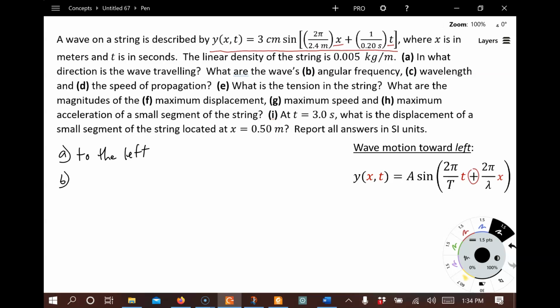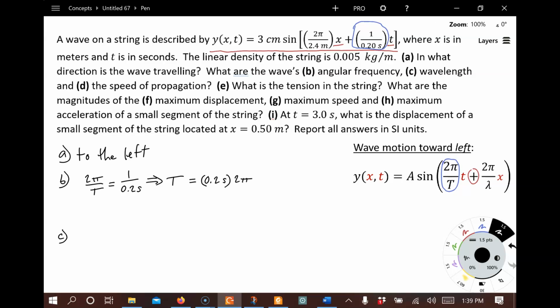In part B, we're going to figure out the angular frequency, and in C, we're going to figure out the wavelength. So for the angular frequency, we know that's related to the period T, and that's the general form of the equation. In our specific equation, we've rearranged these in a different order, but that's the term by t, right? So we can set those two equal. In other words, 2 pi over T is equal to 1 divided by 0.2 seconds. Now we can do some algebra or just cross multiply to solve for T, and we find that T is equal to 0.2 seconds times 2 pi.